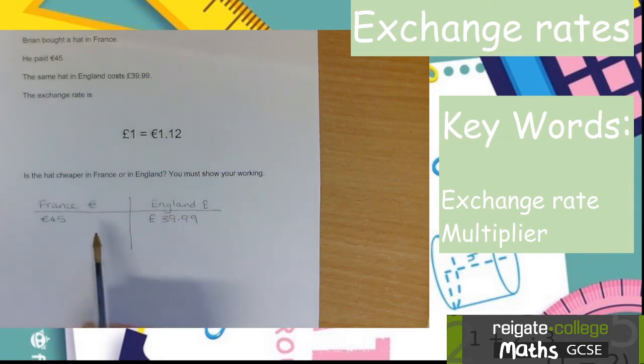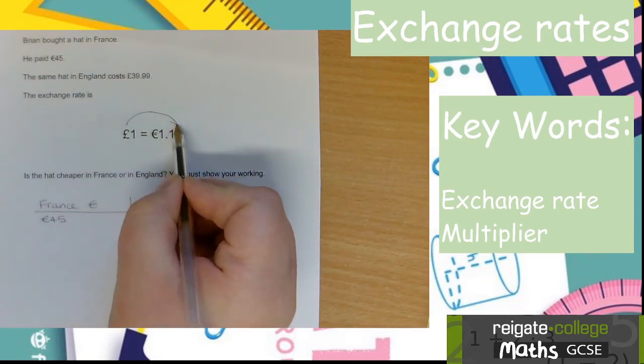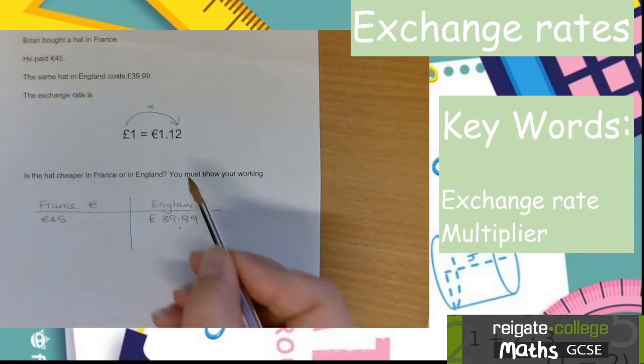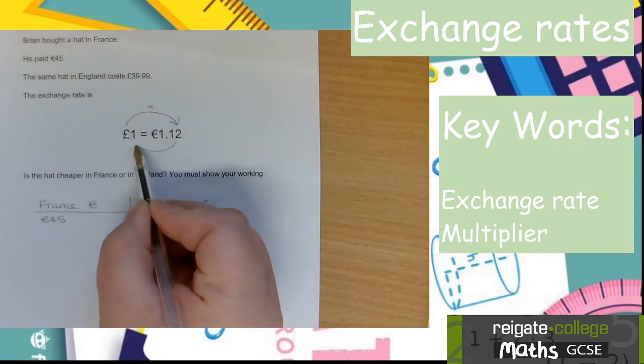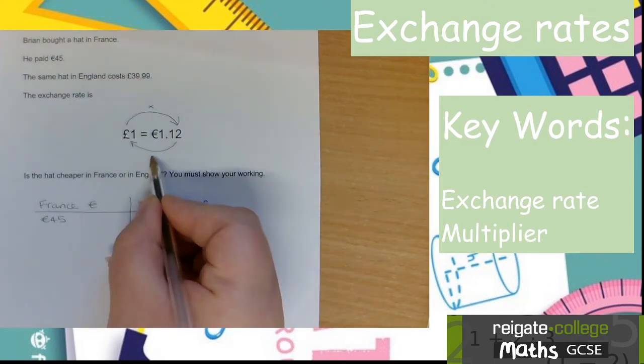Now, all this takes is for me to convert one of these figures so that I can compare like currencies. I am going to convert this pound amount into euros. So, using the exchange rate, if I'm going from pounds to euros, I multiply. Were I to take the other option and go from euros to pounds, I would divide.